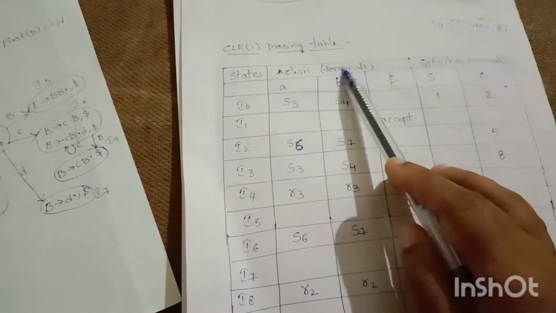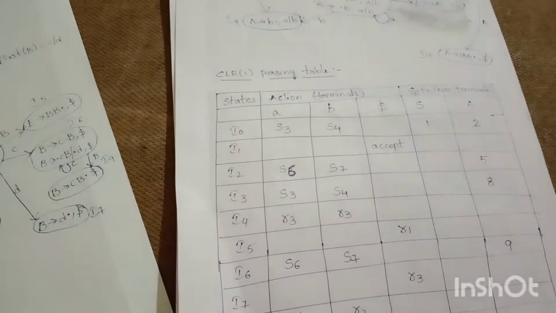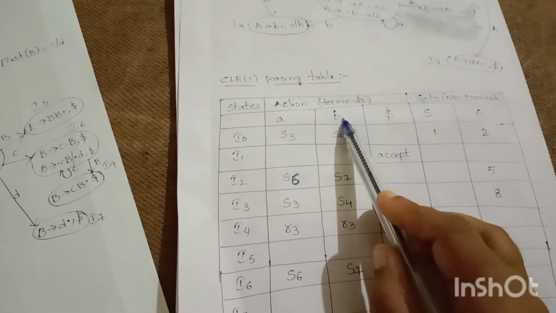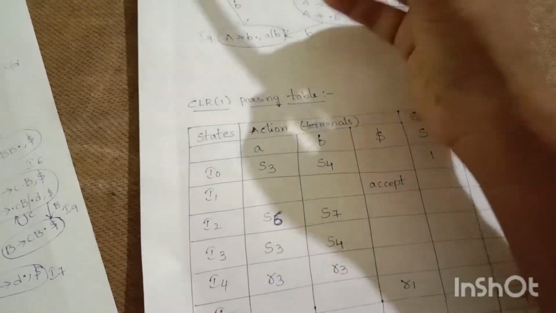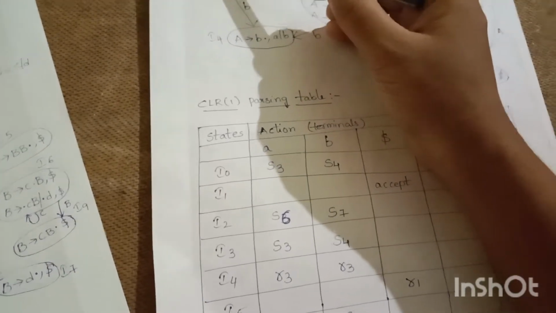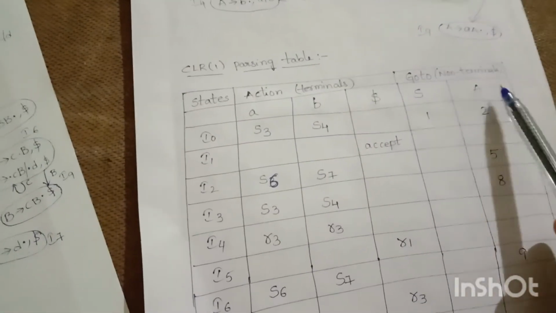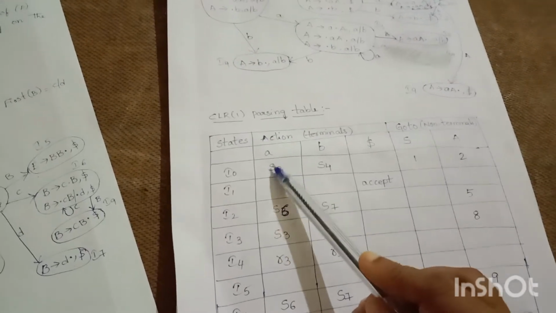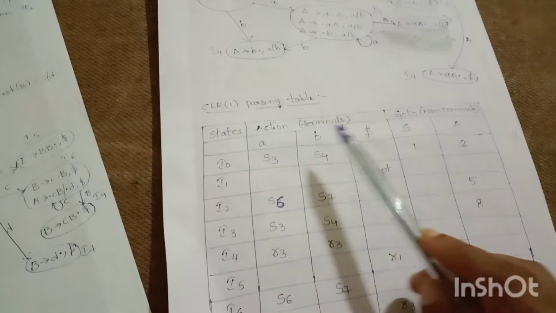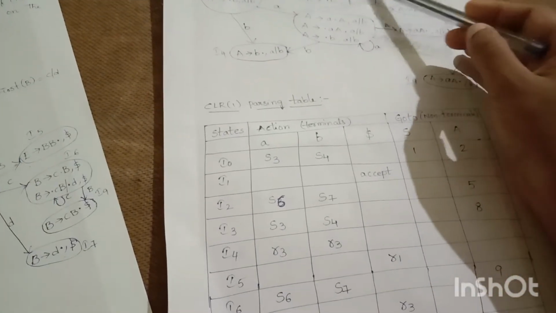Now in action you need to write all the terminals. So what terminals do we have here: small a, small b and dollar. Terminals are nothing but lowercase letters, so small a, small b and dollar. Okay, special symbols are also considered as terminals. And in go to we need to consider only the non-terminals. So what non-terminals do we have here: S and A. So S and A have been written here. In the action column we will be using shift, where S is nothing but shift. And in go to you need to just write down the number there.